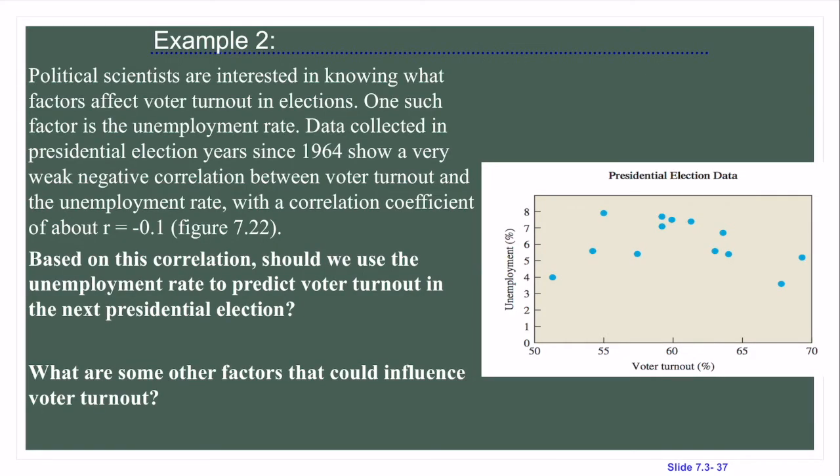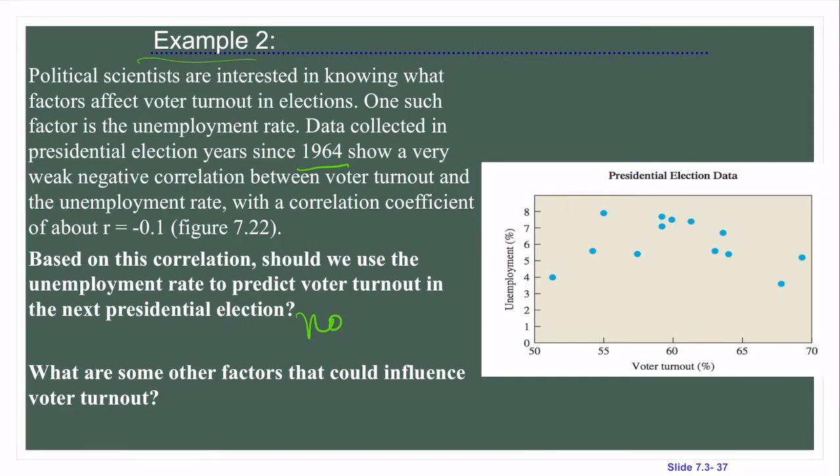Let's take a look at example 2. Political scientists are interested in knowing what factors affect voter turnout in elections. One such factor is the unemployment rate. Data collected in presidential election years since 1964 show a very weak negative correlation between voter turnout and the unemployment rate, with a correlation coefficient of about -0.1. Based on this correlation, should we use unemployment rate to predict voter turnout in the next presidential election? Well, no, right? We said it has weak correlation.